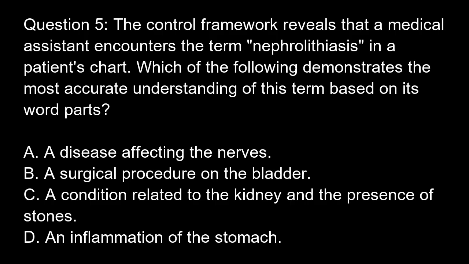Question 5. The control framework reveals that a medical assistant encounters the term nephrolithiasis in a patient's chart. Which of the following demonstrates the most accurate understanding of this term based on its word parts? Option A, a disease affecting the nerves. Option B, a surgical procedure on the bladder. Option C, a condition related to the kidney and the presence of stones. Option D, an inflammation of the stomach.